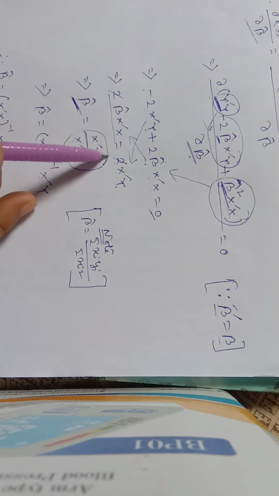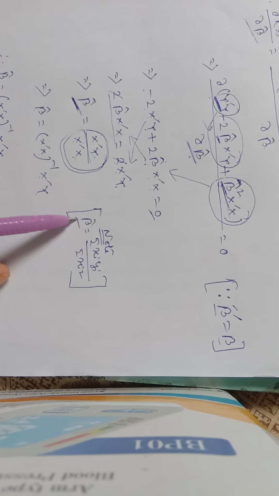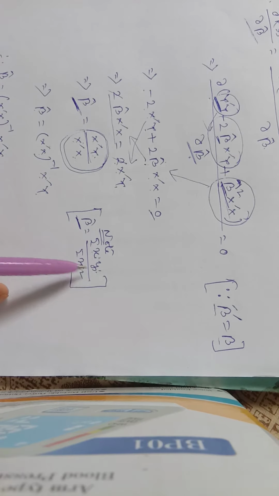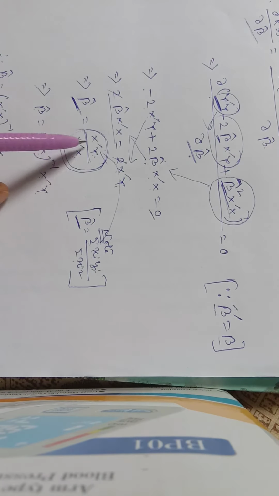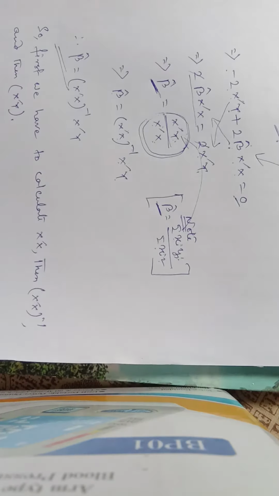So in the earlier derivation we got that beta hat is equal to summation xi yi by summation xi square. So in matrix notation it is written in this form. So ultimately our beta hat can be estimated.